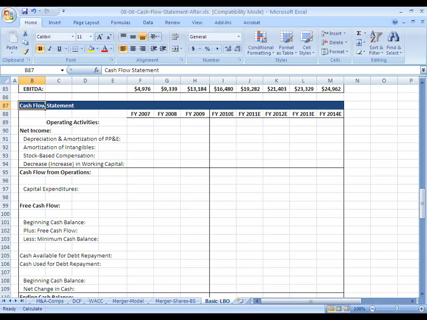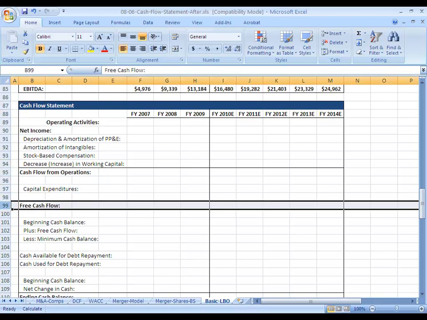Now, the reason the cash flow statement is so important in the context of an LBO model is because the company's cash flow right here, its free cash flow, determines in large part how much debt it's able to pay off each year. So if they have 10 billion worth of free cash flow, they can repay a lot more debt versus if they only had 2 billion or 3 billion or 5 billion worth of free cash flow.